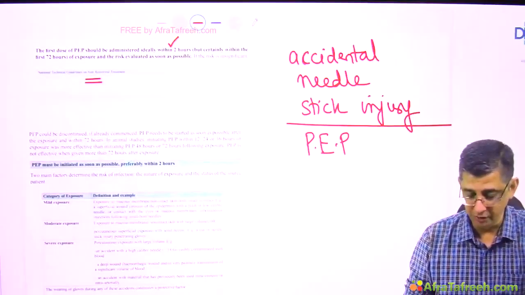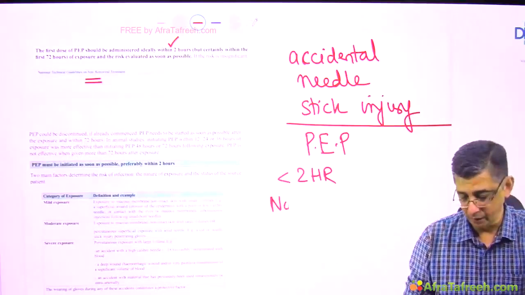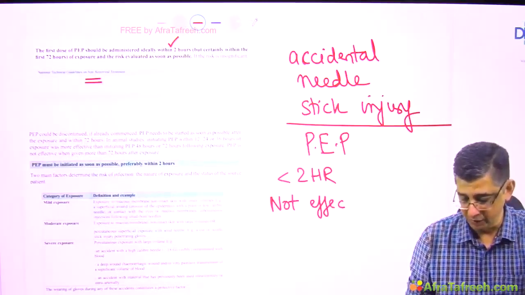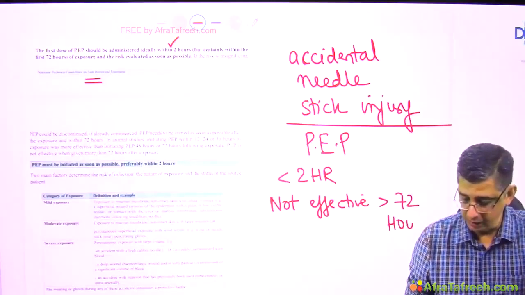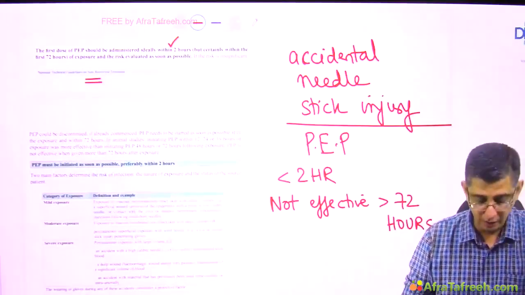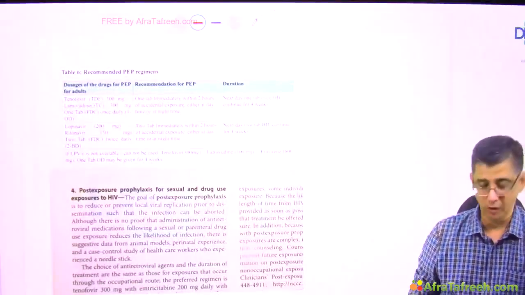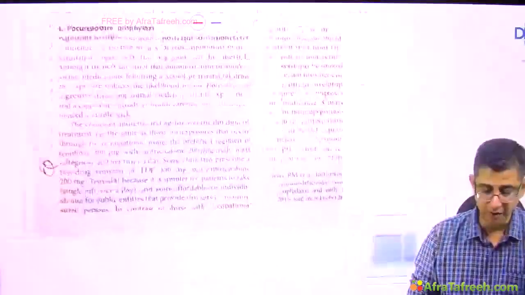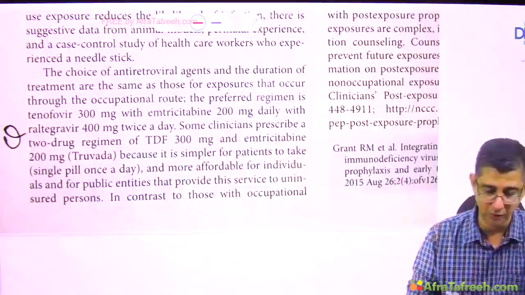So I'll just write it for record's sake, that is ideally within the first 2 hours, and then it is not effective after 72 hours, and then let us study regarding the drugs which are used for post-exposure prophylaxis. Here again the problem is that the NACO guidelines are slightly different from what CMDT says. So I will first mention what CMDT says for management of a person who has had an occupational exposure.